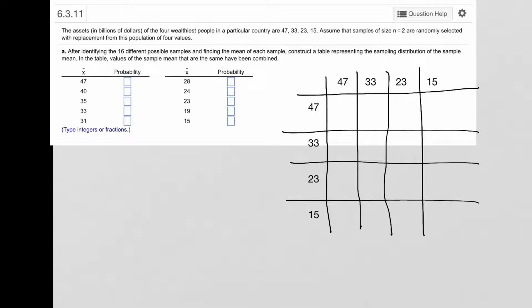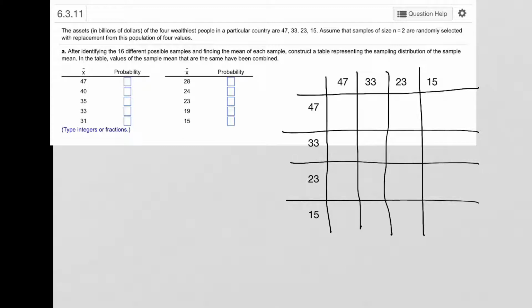In this problem, we're told that the assets, in billions of dollars, of the four wealthiest people in a particular country are 47, 33, 23, and 15. And we want to assume that samples of size n equals 2 are randomly selected with replacement from this population of four values. So we want to create 16 different possible samples.